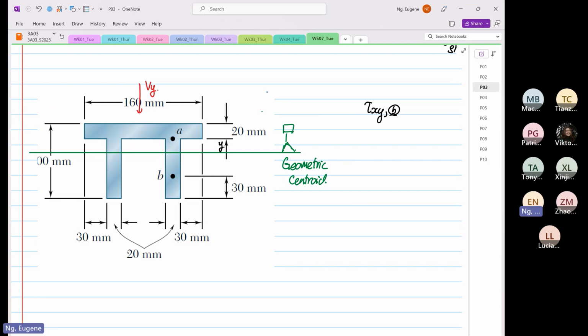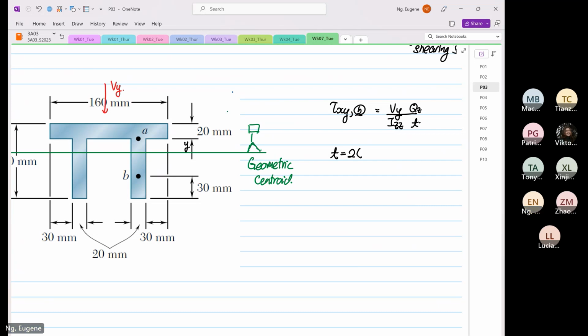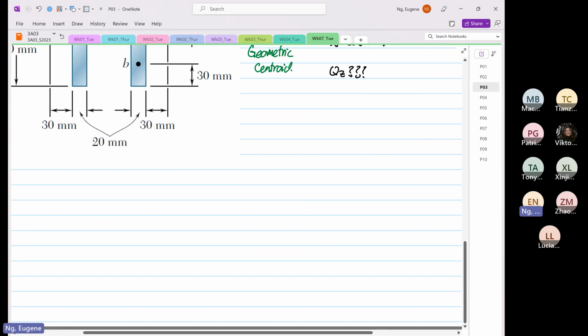We know that for non-thin wall, the formula we're going to use is Vy over Izz, and these two are constant. Now, what is the Qz and what is the T? The T is easy. The T we know is twice multiplied by 0.02, which is equal to 0.04 meters. The problem now is how to determine the Qz. As you can see, there are two possibilities. Let me tell you what the two possibilities are.